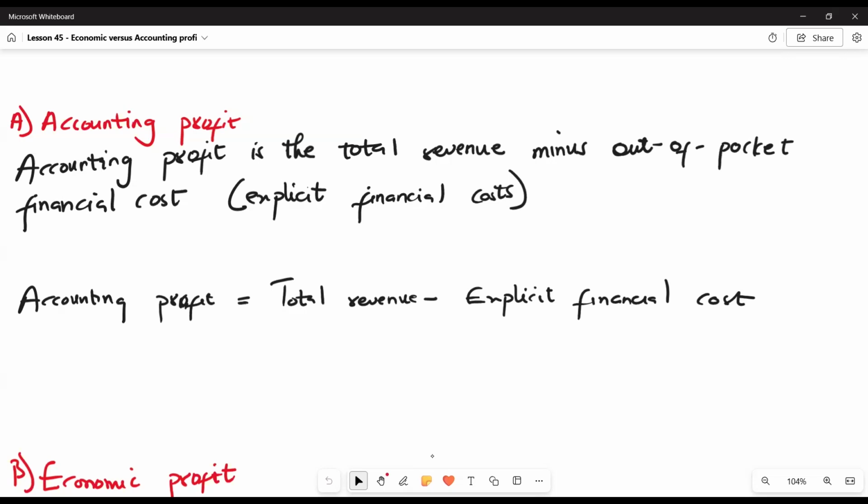Hi, welcome back. Our previous lesson was on the problem with market power. Today we'll be moving on to economic versus accounting profit.